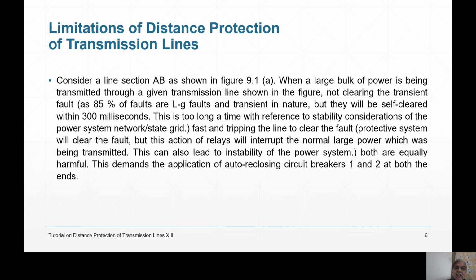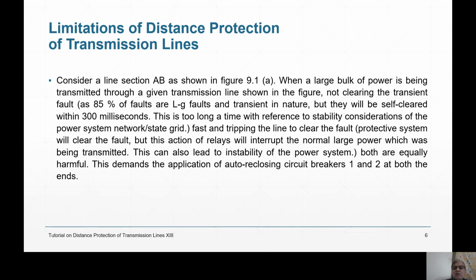But the fact is that 85% of the faults, mostly LG faults, are LG faults, and out of these 85% are transient. Therefore, if you reclose within 300 milliseconds, because you see 300 milliseconds is flash over time, you cannot reclose manually. So there are recloser relays, they will reclose. And if you reclose the line immediately, and within that time the fault is gone, because the arc is extinguished, therefore, the system remains stable. You have cleared also and you have reclosed also.